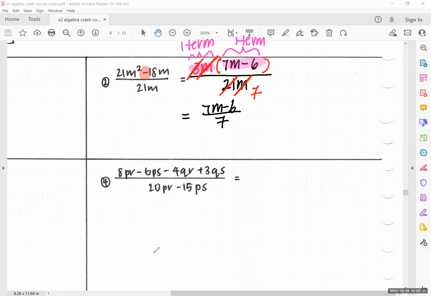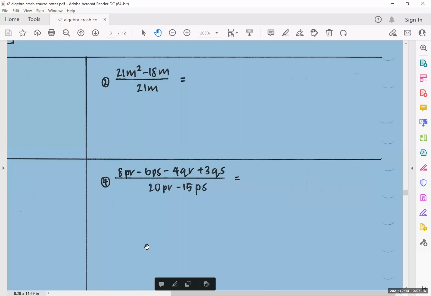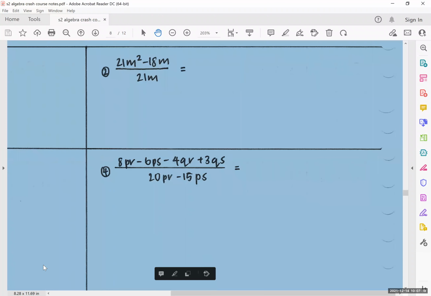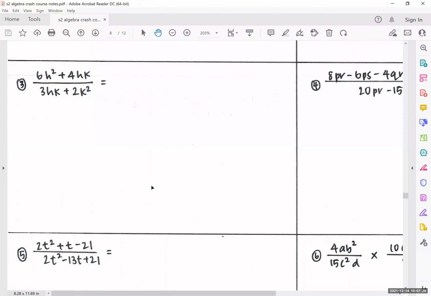Now, I'm going to clear screen. Everybody okay? I'll move on to question 3. Now, question 3, do you realize it's the same thing also? So what do I have to do? 6 times h. So highlight this and highlight this. Then after that, you need to factorize, right? So what can I factorize? 2h. 2h, yeah. Then open bracket, what am I left with now?